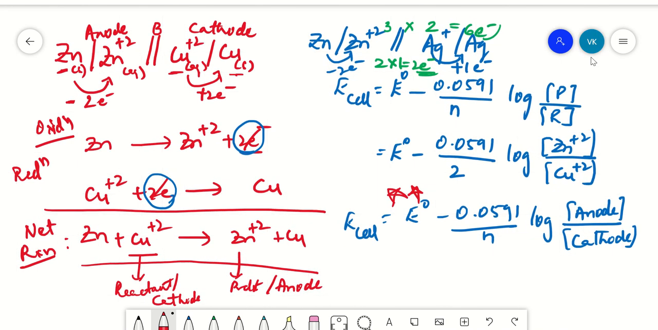So when you see this reaction, what is happening here is, we wrote the cell reaction here. In this cell reaction, what is there? Zn to Zn plus 2, there is loss of 2 electrons, so we are writing here minus 2 electrons, right? And Cu plus 2 to Cu, there is gain of 2 electrons and this is coming to 0.